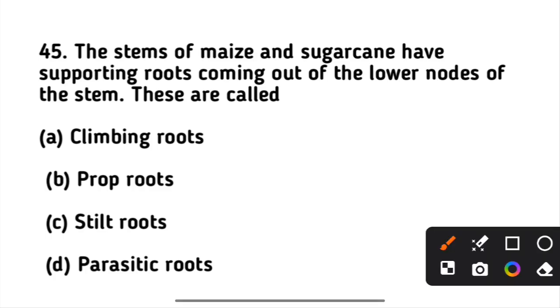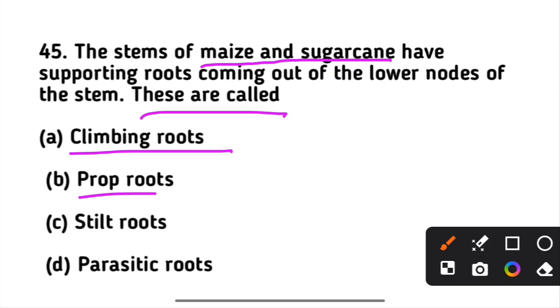Next question. The stems of maize and sugarcane have supporting roots coming out of the lower nodes of the stem. These are called: climbing roots, prop roots, stilt roots, parasitic roots. Option C is correct, stilt roots. The stems of maize and sugarcane have supporting roots coming out of the lower nodes. These are called stilt roots.